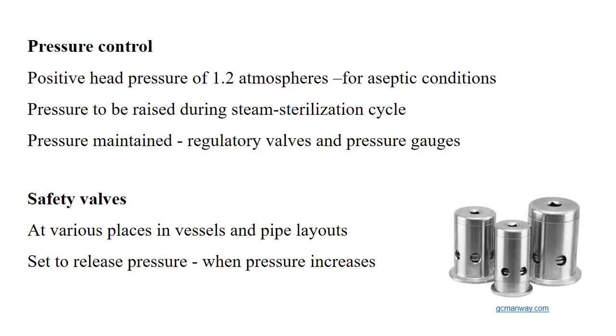So after pressure measurements, we need to control the pressure. During normal operation of a fermenter, a positive pressure is maintained for the maintenance of aseptic conditions. This pressure needs to be raised during a steam sterilization cycle. So there will be changes in pressure during the operation of a fermenter. So the correct pressure in different parts of a fermenter is maintained by the use of regulatory valves and pressure gauges. A fermenter also should have safety valves for pressure control.